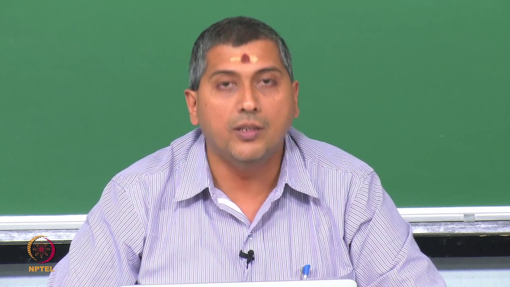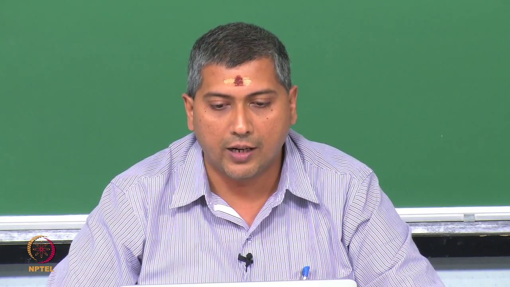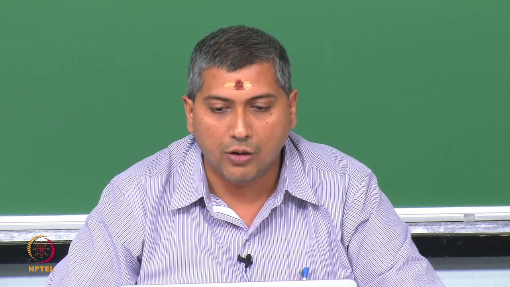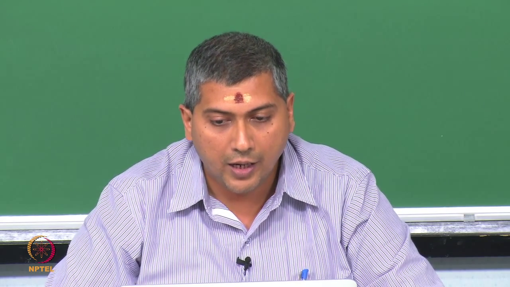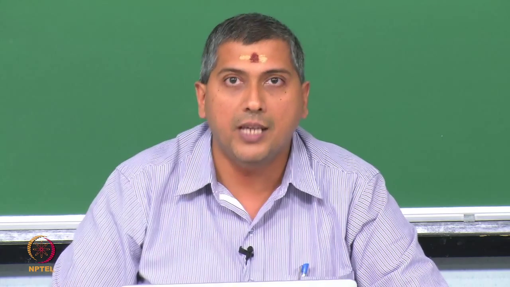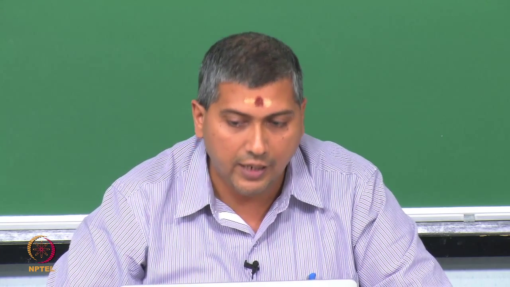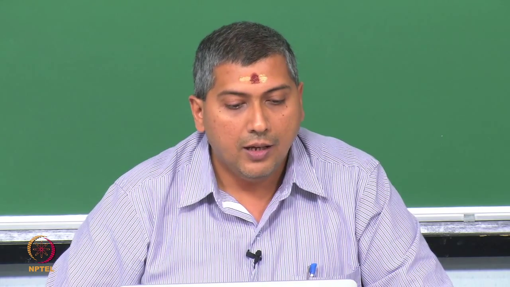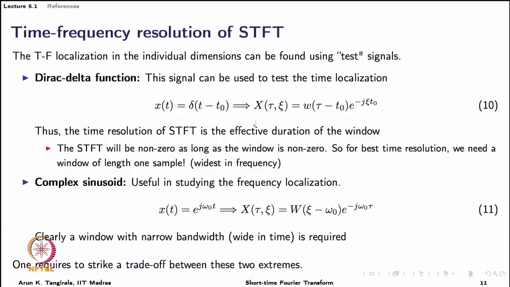Well, I just put this impulse through the definition of the short time Fourier transform, and I notice that the short time Fourier transform is nothing but w of tau minus t naught times e to the minus j z t naught. Thus, the time resolution is essentially the effective duration of the window. If I choose a wide window, then I will be able to resolve accordingly. If I choose a narrow window, then I will be able to resolve accordingly.